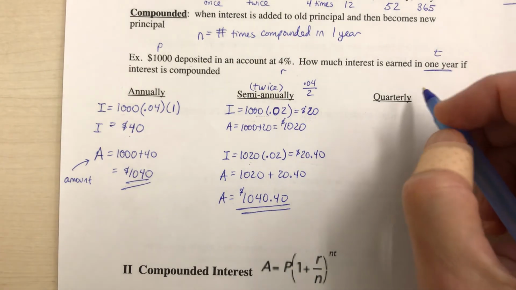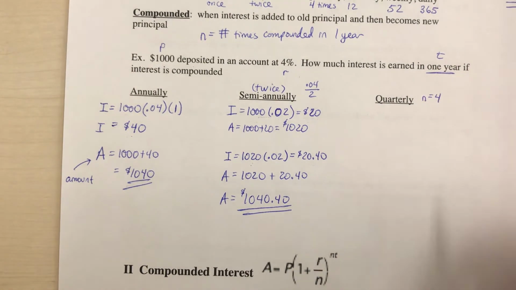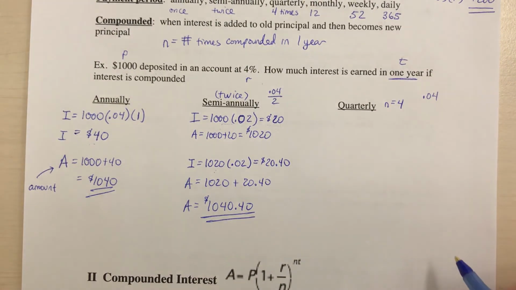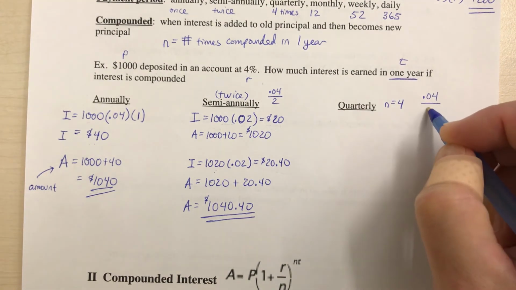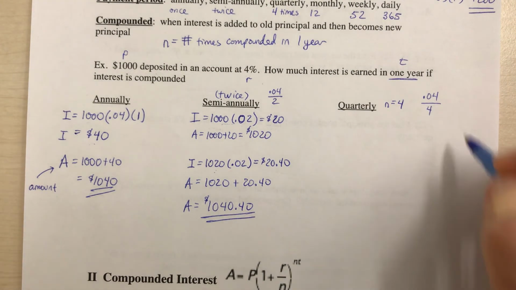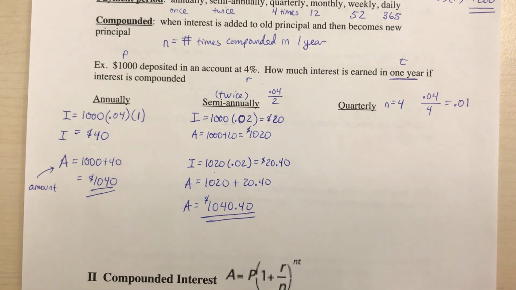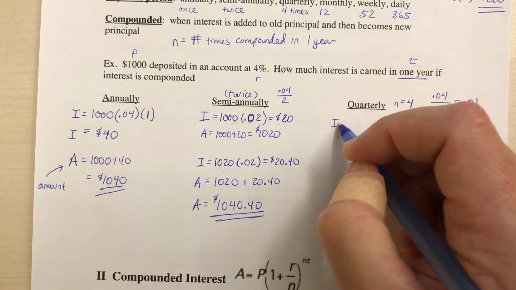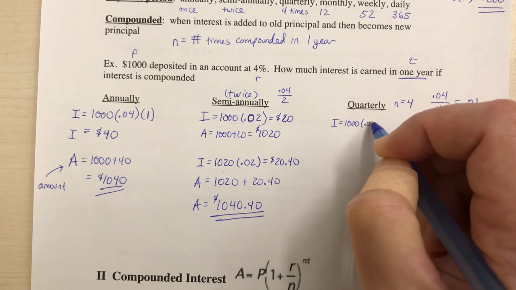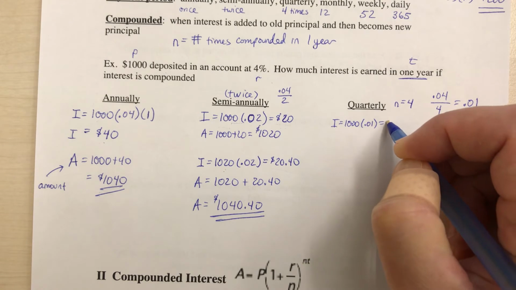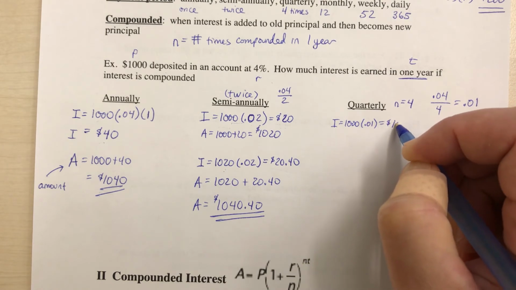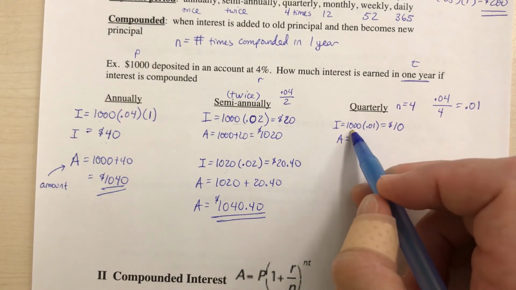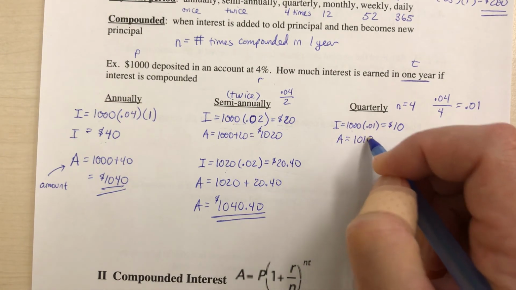So if I do this quarterly, that means four times a year they're going to calculate interest. Well, if I take 4% and I divide that into four pay periods, that means each pay period is 1%, which is 0.01. So the first time we do it, we take 1,000 times 0.01. Now I'm going to go through the calculations a little bit faster here, and that's going to be $10. So the new amount is the principal plus 10, and that's 1,010.